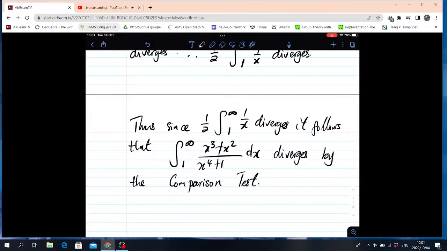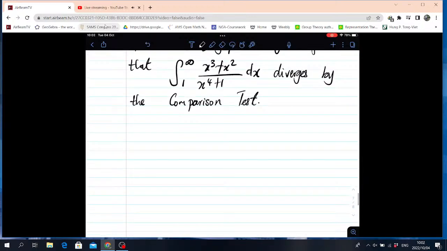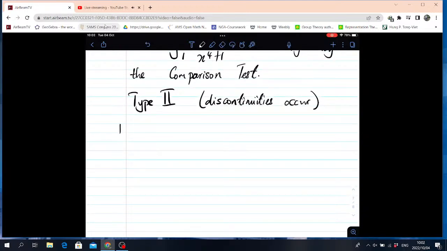Now we get into type 2 improper integrals. In these ones, we get discontinuities. Remember that in the previous ones we had our bounds going to infinity or minus infinity. Now we have got something different: discontinuities.